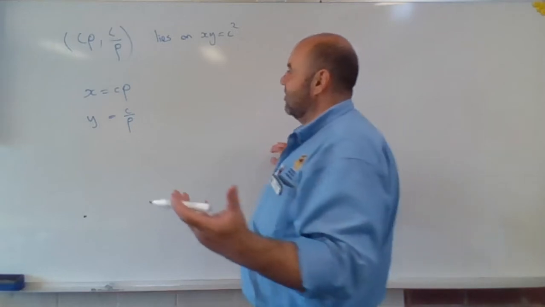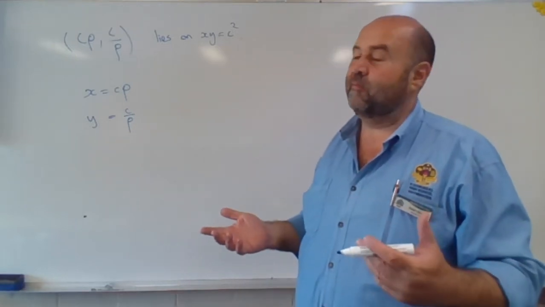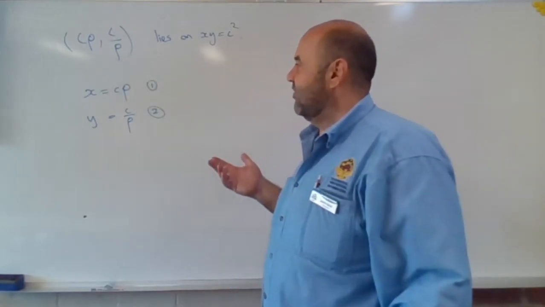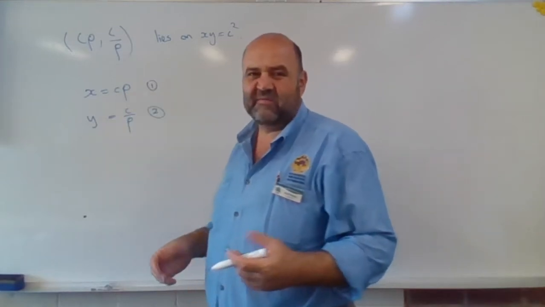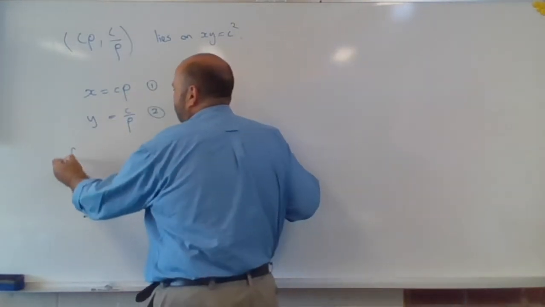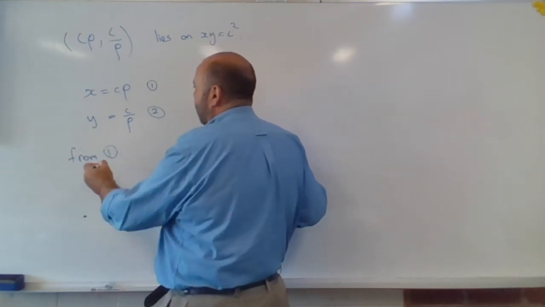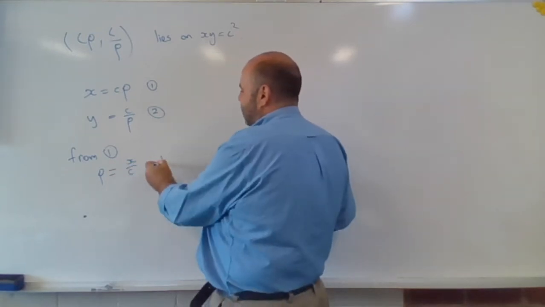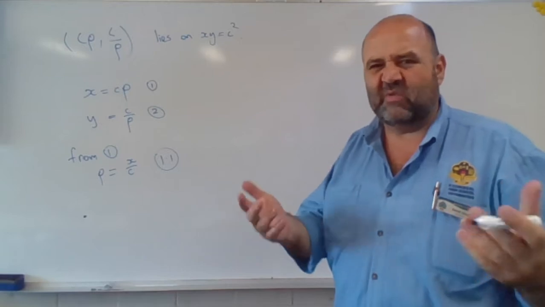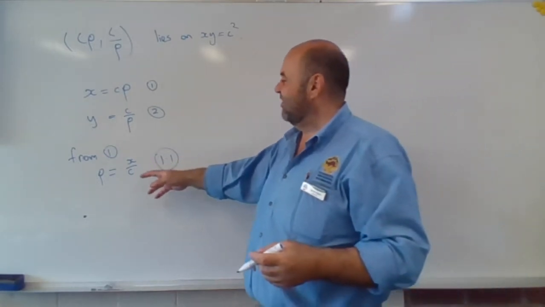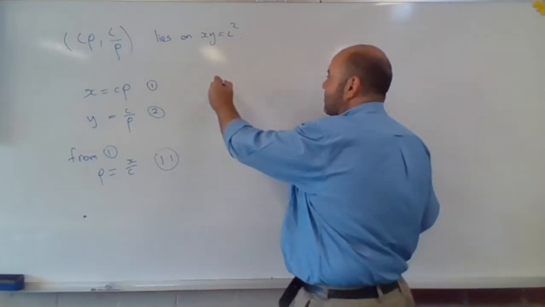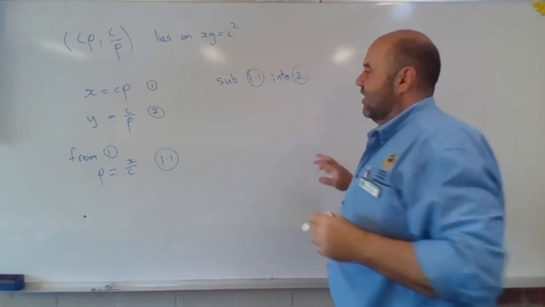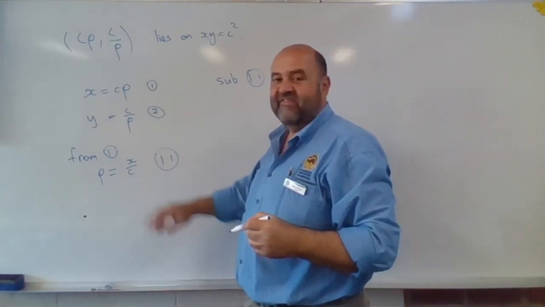Well, how do we do that? Let's eliminate like we normally do in simultaneous equations. So I'm going to start by numbering my equations. And then I think it's pretty obvious that from equation 1 I can make p the subject relatively easily. From equation 1, p is equal to x on c. I'm going to call that 1.1 because it's equation 1 modified. Now I'm going to substitute 1.1 into 2, so wherever I see a p in equation 2, I'm going to write x on c.